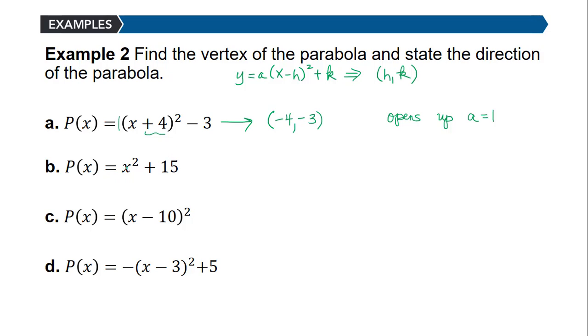What about p of x equals x squared plus 15? This is actually in vertex form. There's no inside change, so the x value of the vertex does not change. There is an outside change of 15, which means we're going to shift up 15 to get the vertex of (0, 15). Likewise here, the value of a is 1, so this parabola does not change direction. It opens up because a is 1.